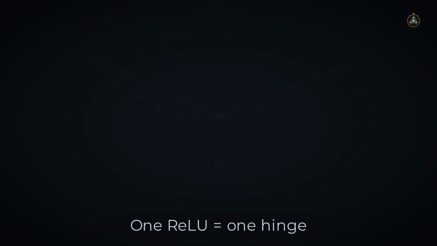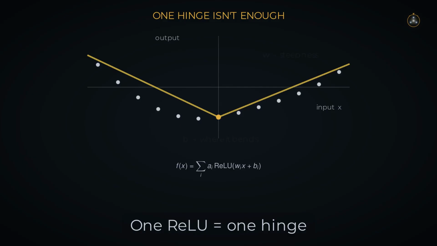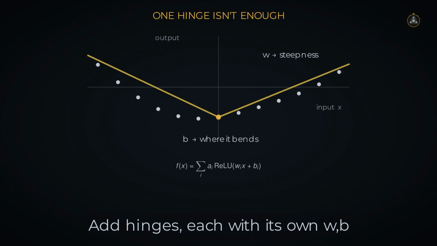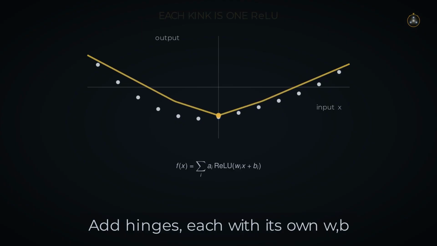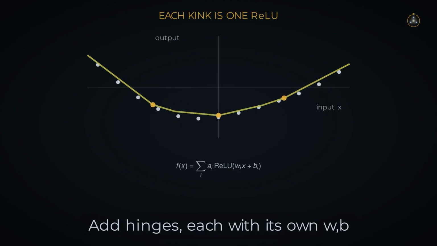One ReLU makes exactly one bend, a single hinge. Look at the labels. The weight sets how steep it is. The bias sets where it bends. Two knobs, one hinge. Now add a second, a third, each with its own weight and bias, each bending somewhere new. Then sum them up.